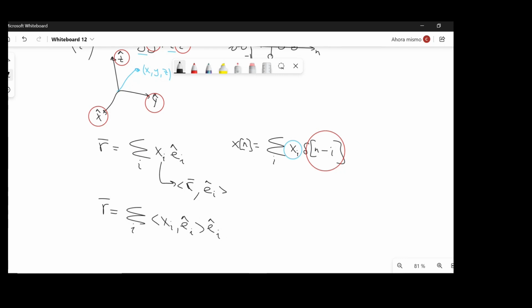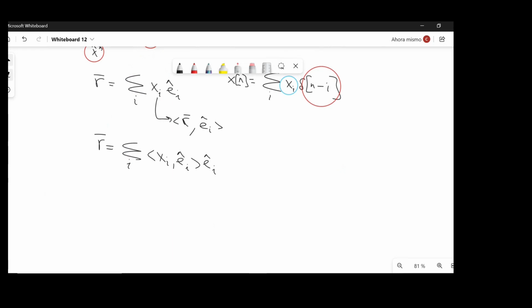And for that, you need a couple of things. This is true only if the set of your bases is orthonormal. Okay, so what is orthonormal? It is orthogonal and normal. So what is orthogonal? They are perpendicular. What is the meaning of being perpendicular? The inner product is zero. Two vectors are perpendicular if their inner product is zero.